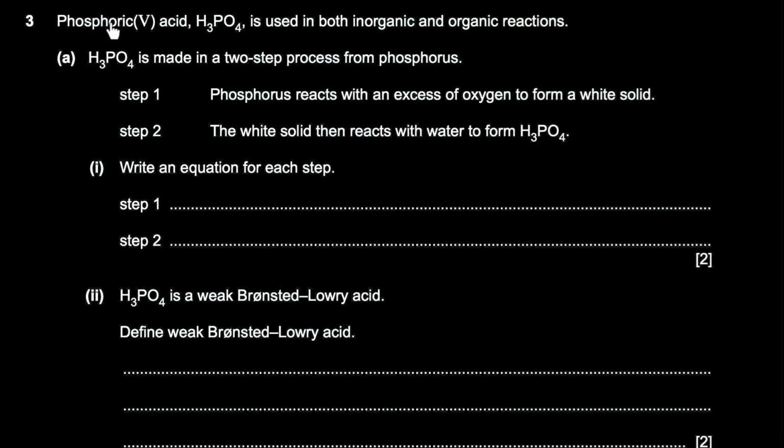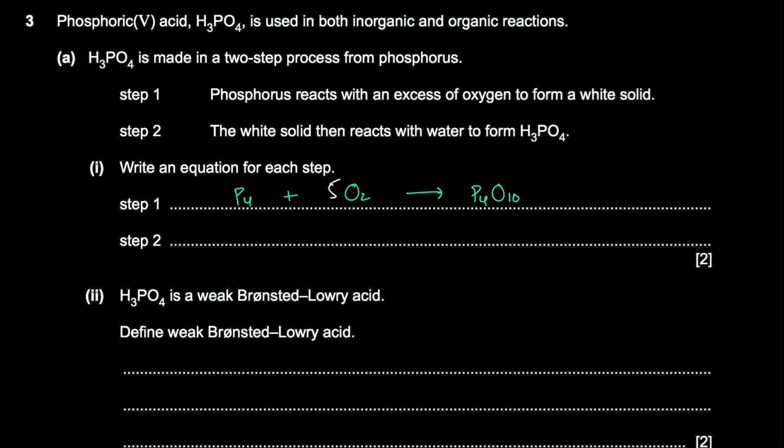Question number 3 says phosphoric acid, H3PO4, is used in both inorganic and organic reactions. H3PO4 is made in a two-step process from phosphorus. In step 1, phosphorus reacts with an excess of oxygen to form a white solid. In step 2, the white solid then reacts with water to form H3PO4. Write an equation for each step. Phosphorus is P4. It reacts with oxygen to form P4O10, that's phosphorus(V) oxide. We need 5O2.